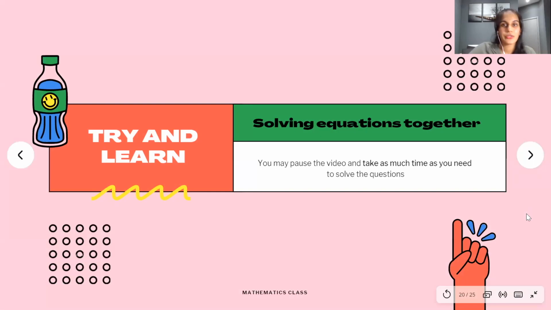So let's try to solve some equations together. If you have a pen and a paper or pencil, please take it out, and you may pause the video once I show you the questions and take as much time as you need to answer the questions. Then once you're done, you may come back to the video and check and see if the way that you have solved the question and your answer is correct compared to mine.